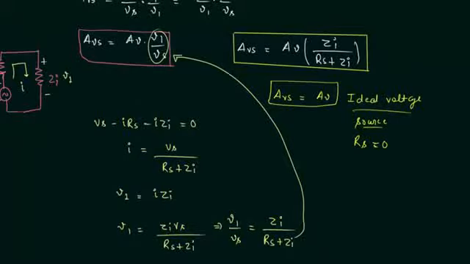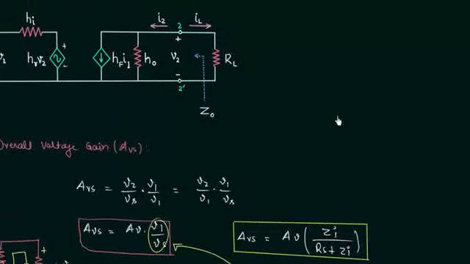Now we will move to the next part of this lecture, in which we will calculate the overall current gain. The overall current gain is represented by AIs, and to find overall current gain, first we need to define it. The overall current gain is equal to the ratio of output current to the current delivered by the source.